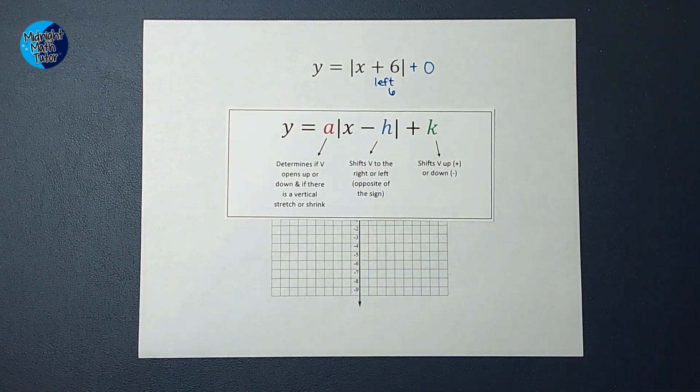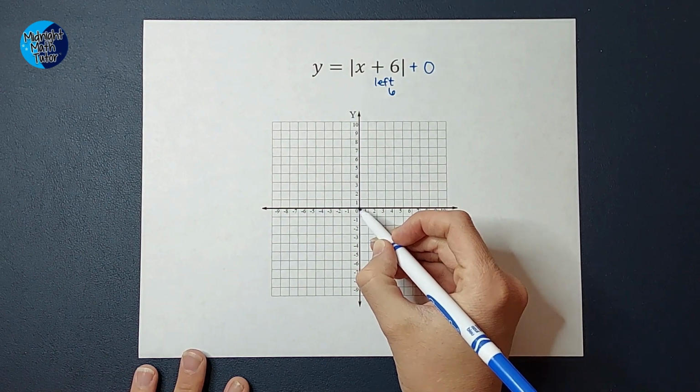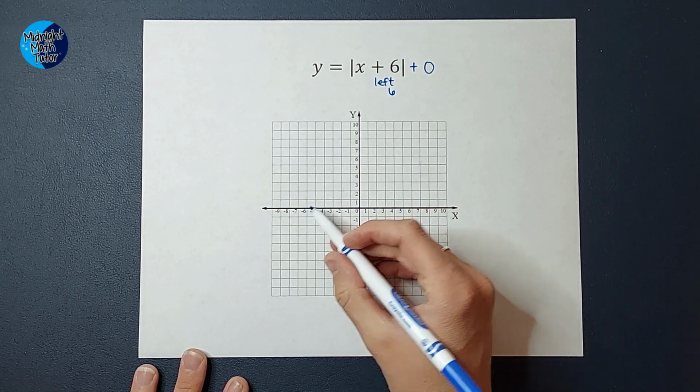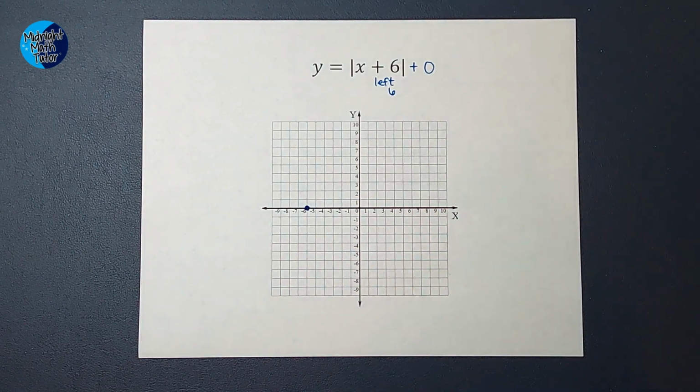And then we've got that +0, which just means it's not going to go up or down at all from where the parent graph was. So my parent graph, its vertex is at 0, 0. Well, this one, I'm going to move to the left 6. 1, 2, 3, 4, 5, 6. So that is where my new vertex is. Now, some teachers at this point might just want to know that you know where the new vertex is and you know it opens up, and you might be good. But if they want you to show a few more points on the graph, there's a couple ways you can figure that out. We're going to plug in.